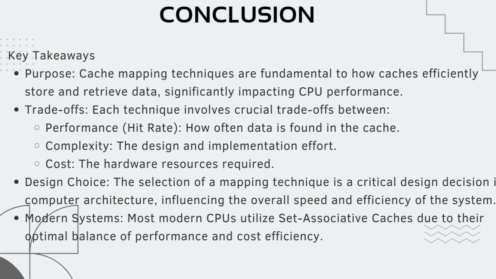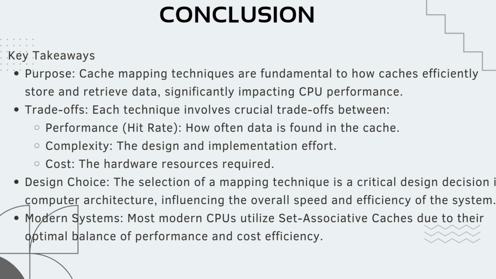In conclusion, understanding cache mapping techniques is fundamental to appreciating how caches efficiently store and retrieve data, which in turn significantly impacts overall CPU performance. Each technique involves crucial trade-offs between performance, the complexity of its design and implementation, and the associated hardware cost. The design choice of which mapping technique to use is a critical decision in computer architecture, directly influencing the speed and efficiency of the entire system.